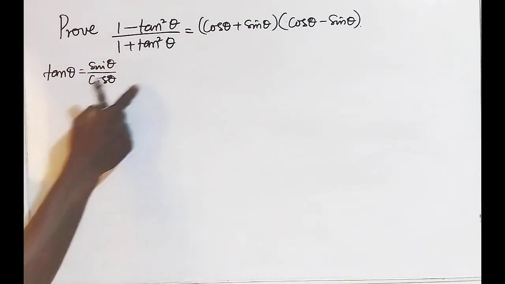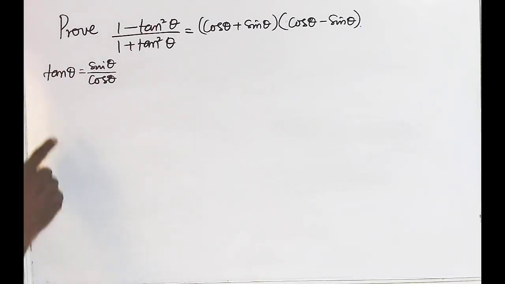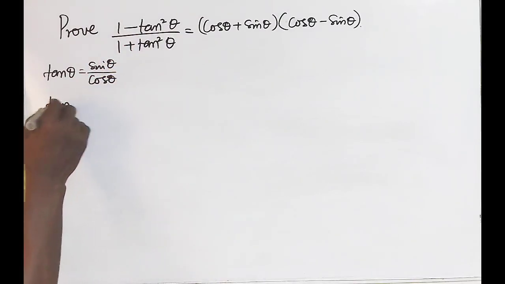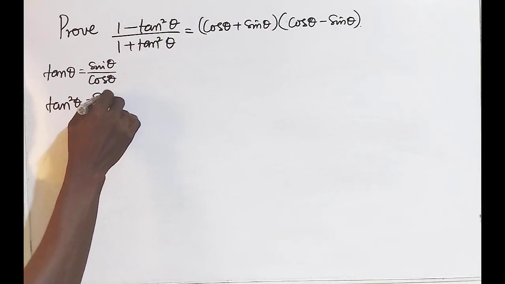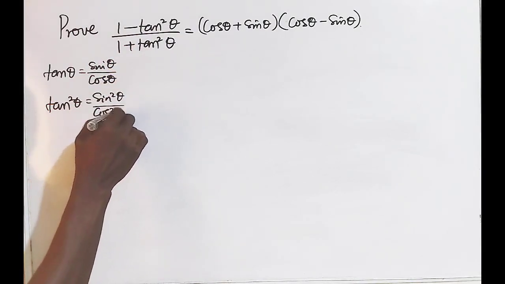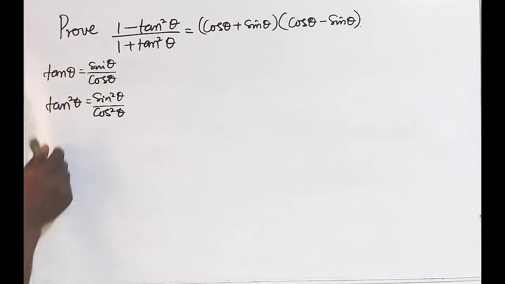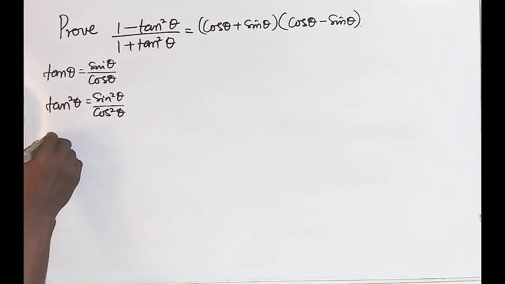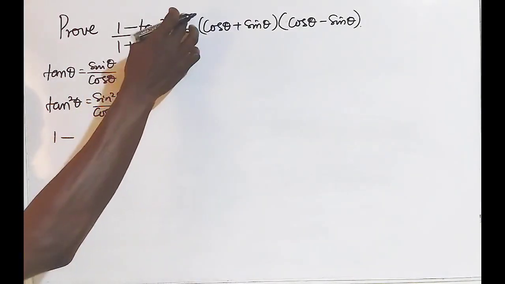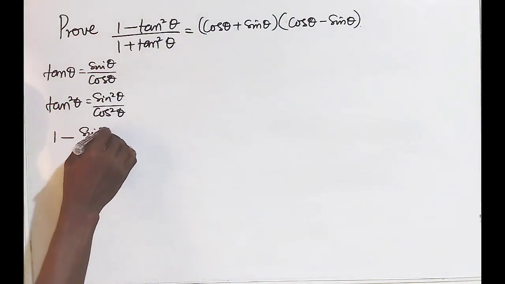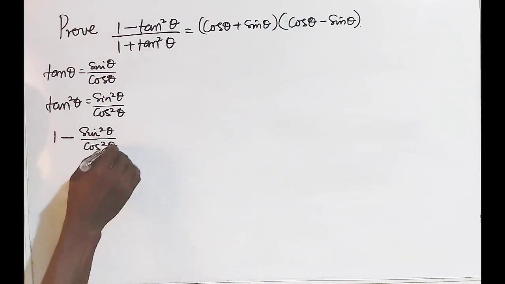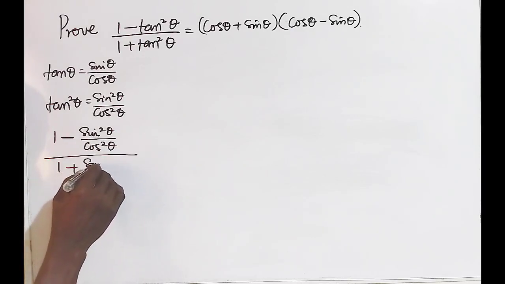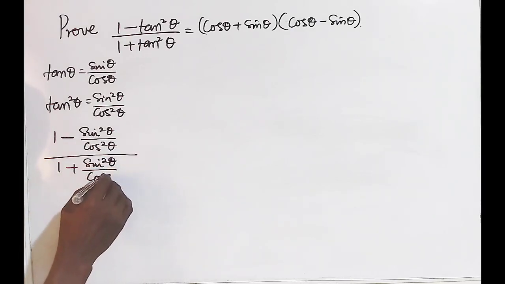Alright, if this identity is true, then let us implement it into this. Take note that this is squared, so tan²θ will give us sin²θ over cos²θ. Now let us plug this in for tan²θ. So here we have 1 minus sin²θ over cos²θ for the numerator, then everything all over 1 plus sin²θ over cos²θ.